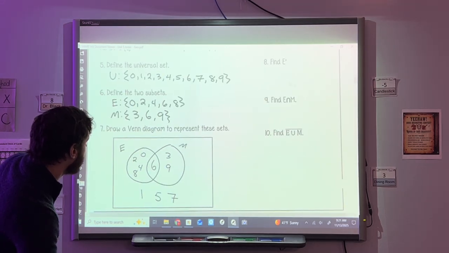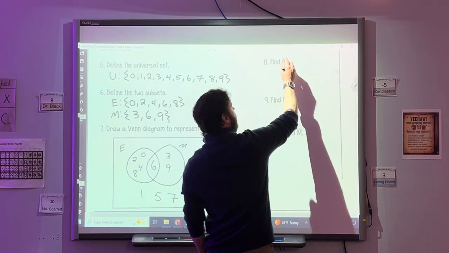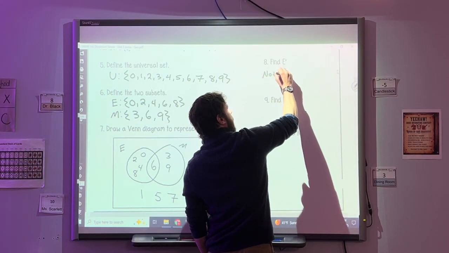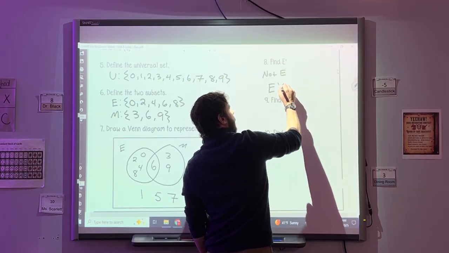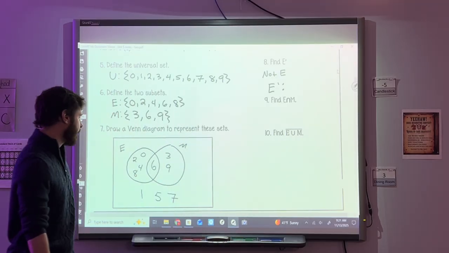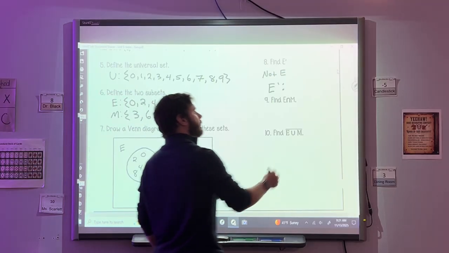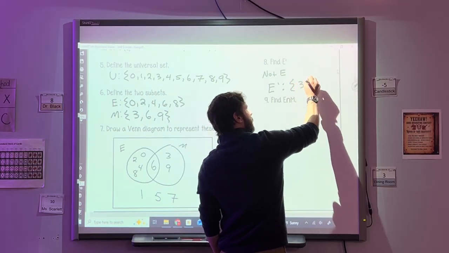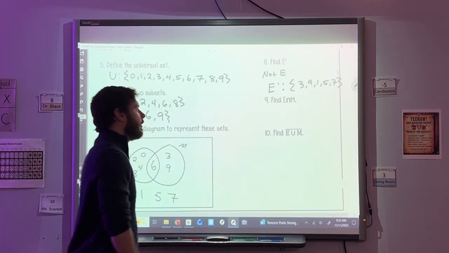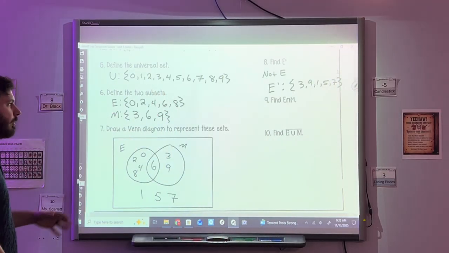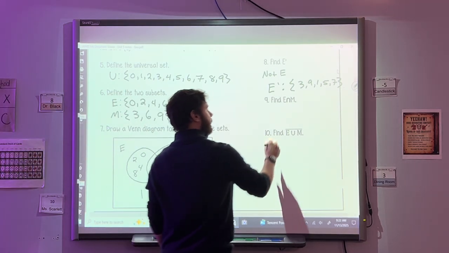Using this Venn diagram, we can actually probably find all of our answers to the rest of these. Remember, this is read as not E. So not E, I want everything that's not in E. 3, 9, 1, 5, 7. Find E and M, okay? So that's what is in both E and M? 6.